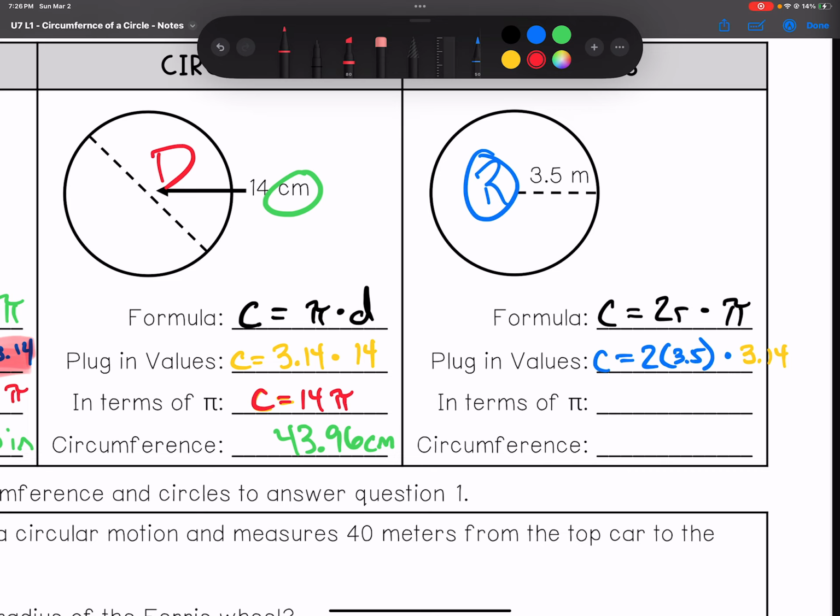When it asks for it in terms of pi, it's just asking for the diameter times the pi, which in this case would be 7 pi. Again, you're not going to see that on your test, so don't worry about it.